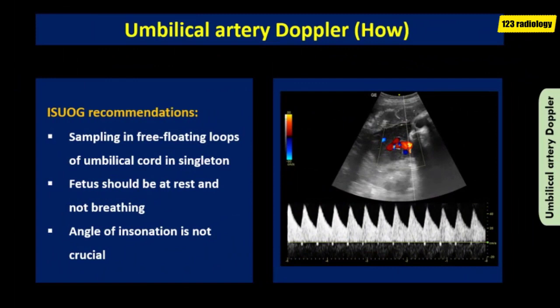How to perform umbilical artery Doppler. The International Society of Ultrasound in Obstetrics and Gynecology guidelines recommend sampling umbilical arteries in free-floating loops of umbilical cord in singletons. The fetus should be at rest and not breathing, because movement and breathing cause variations in the spectral waveform. The angle of insonation is not crucial, because all Doppler measurements used are angle independent. However, an angle close to 0 degrees results in the best Doppler shift and best waveform.